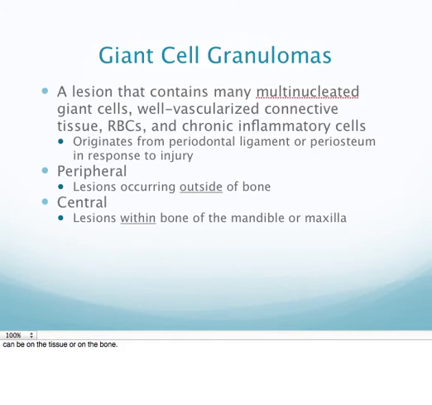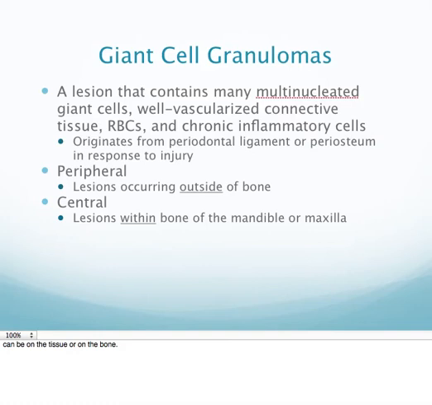Okay, giant cell granulomas. A lesion that contains many multinucleated giant cells, well vascularized connective tissues, red blood cells, and chronic inflammatory cells. Giant cell granulomas originate from the PDL or the periosteum in response to injury.